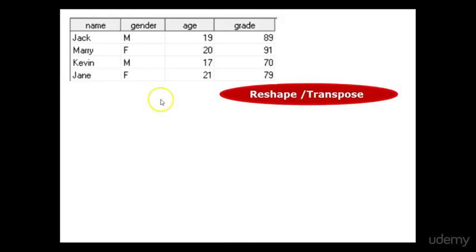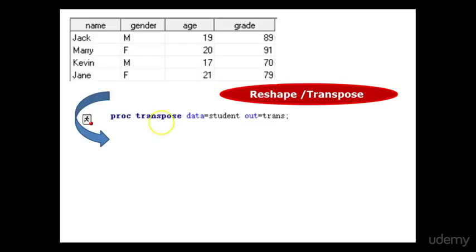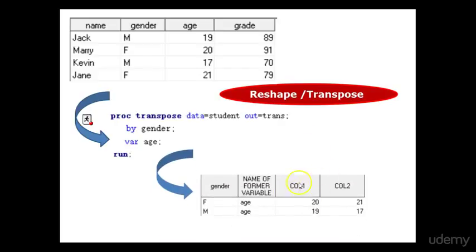Next, we have what is called a reshape or transpose. We will use the same SAS data set named student. We will use proc transpose. Out equals trans is the final output, or a new data set named trans. By gender, and var is age, and then we run. The data set was vertical in student, and now it is horizontal in the new data set.